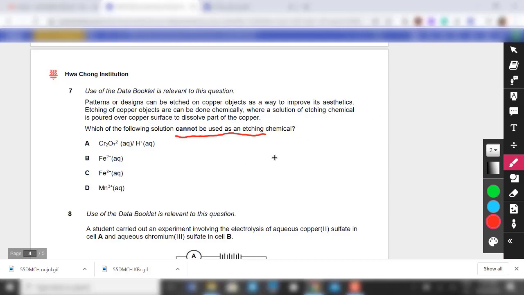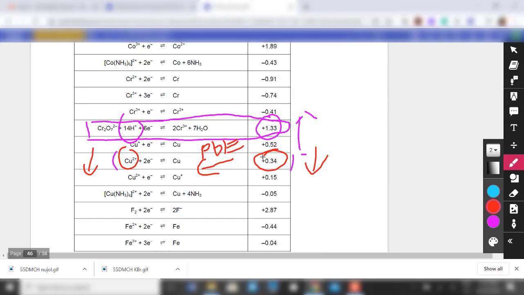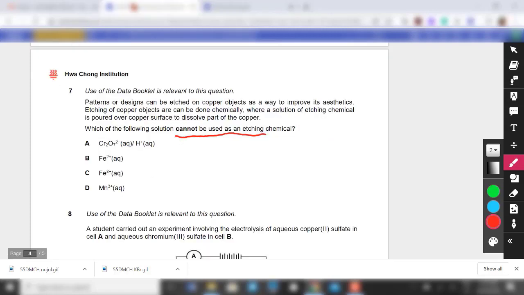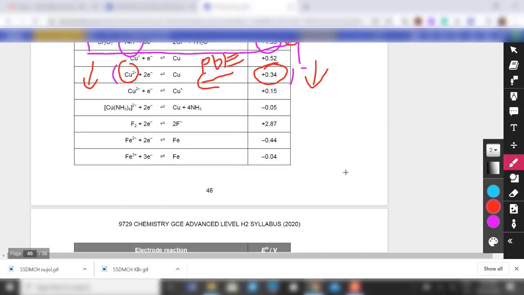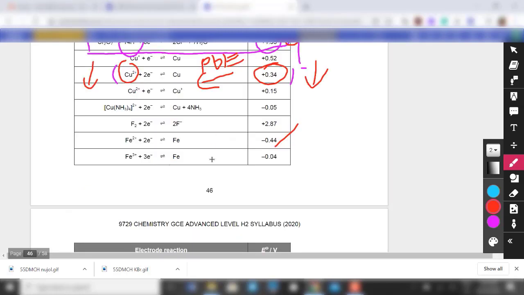Okay, so the first one we are looking at is dichromate with H+. So this is a pretty common reagent. It's right here. So it's actually 1.33 volts. Okay. For iron 2+, the only equation we have here involving iron 2+, because copper needs to be oxidized to copper 2+, so obviously iron 2+ must be reduced. So we are really looking at this, which is negative 0.44. Okay. So of course, in this case B is likely to be the answer, but we can check the rest, for iron 3+, iron 2+.